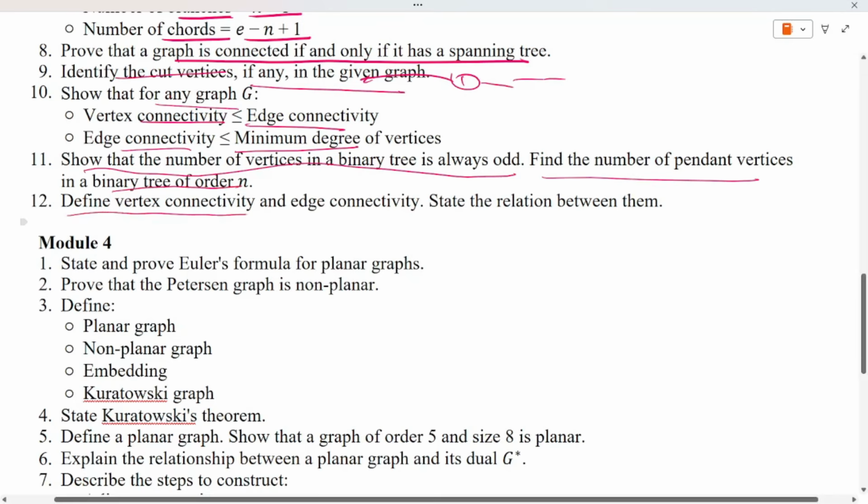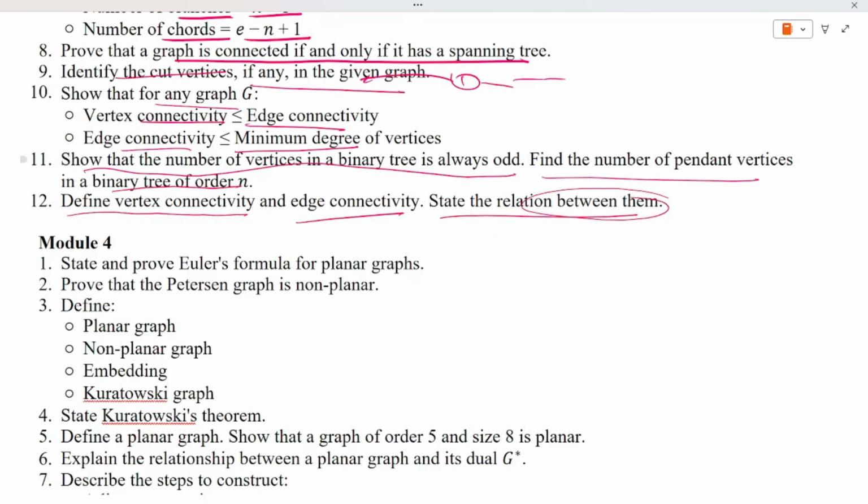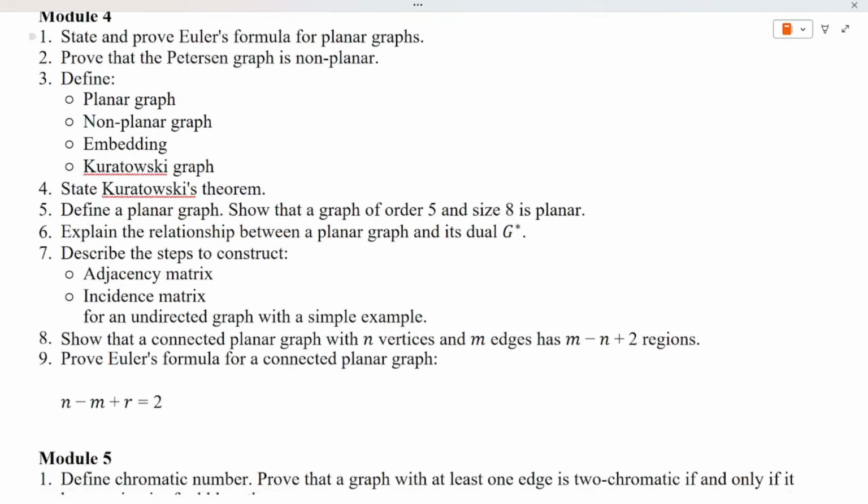Next is define vertex connectivity and edge connectivity, and state the relation between them. Next is about module 4. Okay, module 4: state and prove Euler's formula for planar graphs.